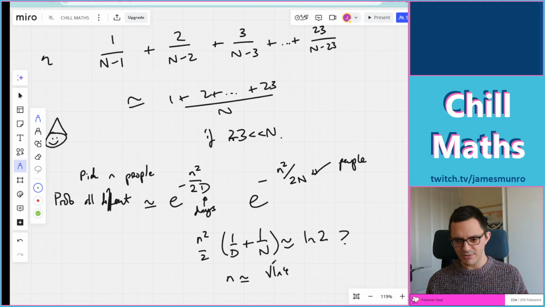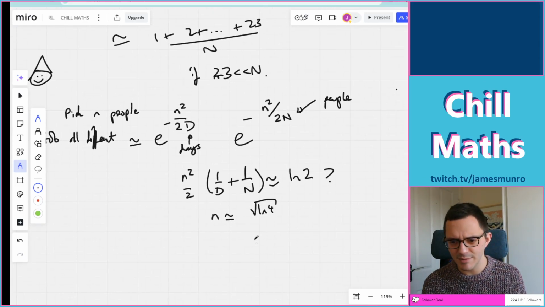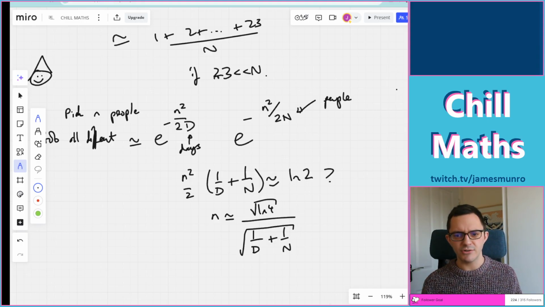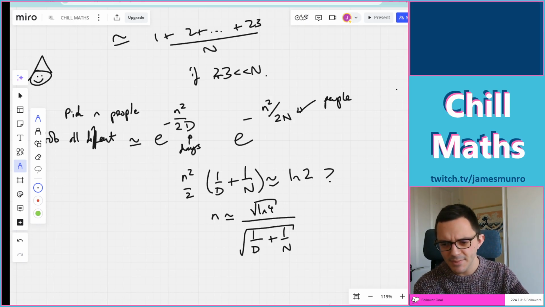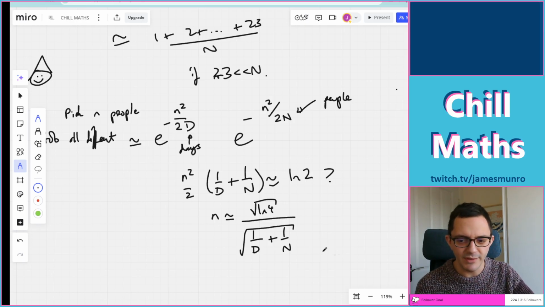There's the log 4 upstairs again, multiply by 2, take a square root, but in between divide by all of this nonsense to get something like 1 over d plus 1 over n, square rooted. That's an interesting construct, isn't it? So if n is very large, you'll never see the twin thing. If d is very large, you'll never see the days thing.